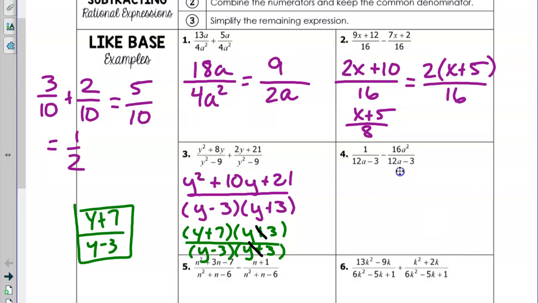The 12a minus 3 is the same, so we're going to combine the tops. What would I get if I have 1 minus 16a squared? I'm going to write it over here: 1 minus 16a squared on the top. I can go ahead and factor the 12a minus 3. How do I factor the 12a minus 3?